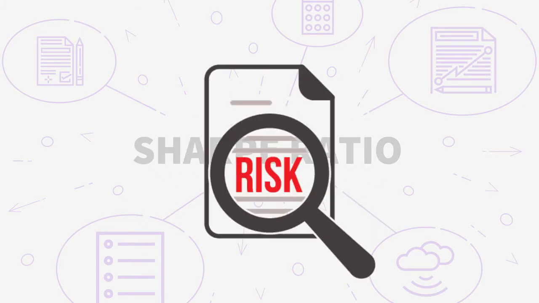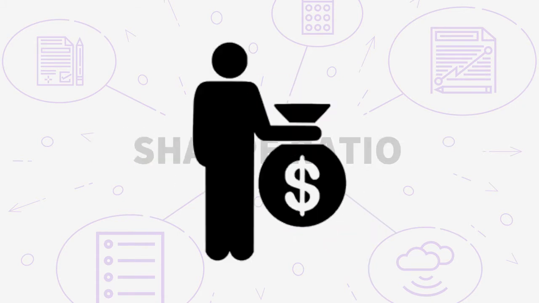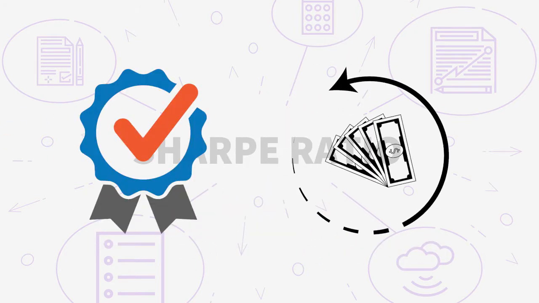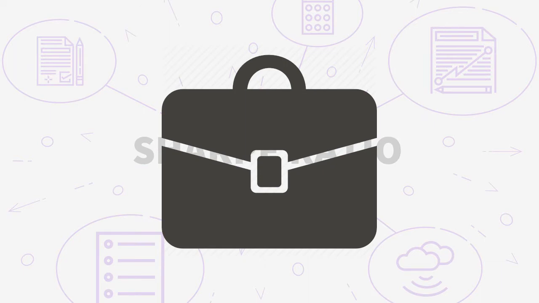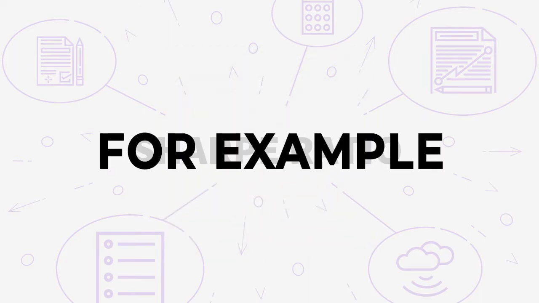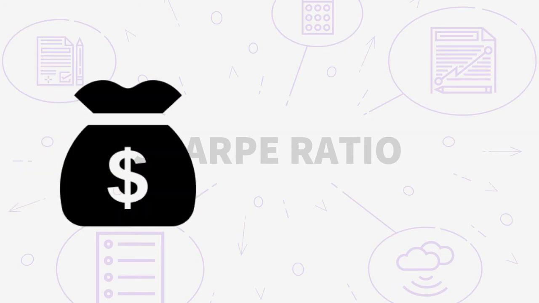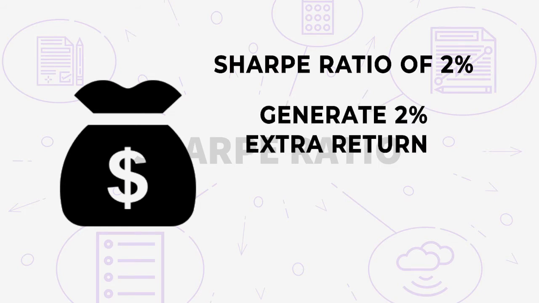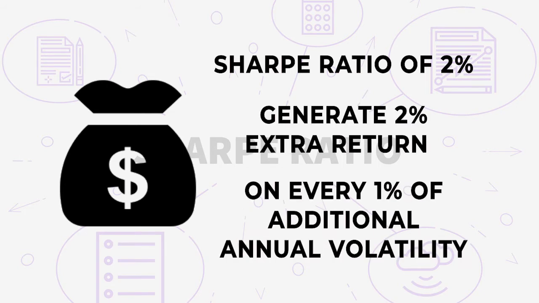To gauge the risk through Sharpe ratio, investors ideally look for a higher Sharpe ratio, as a higher ratio indicates better return yielding capacity of a portfolio for an additional unit of risk taken. Now, for example, if a fund is showing a Sharpe ratio of 2%, it implies the portfolio would generate 2% extra return on every 1% of additional annual volatility.